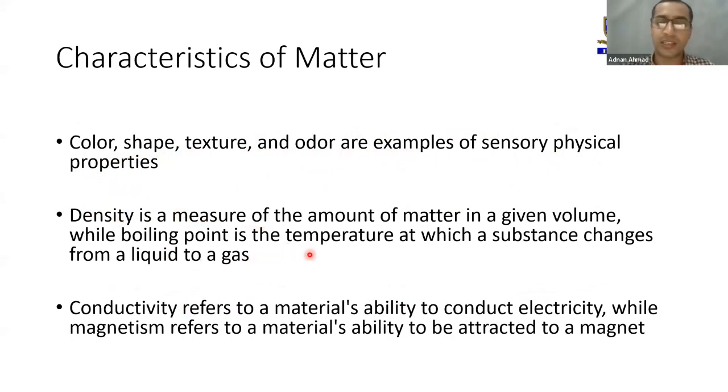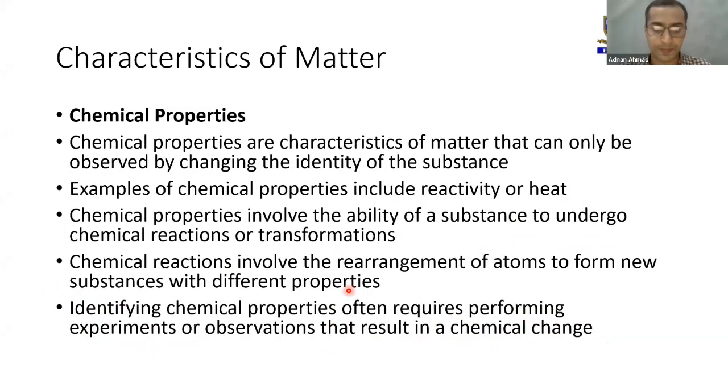Boiling point is the temperature at which a substance changes from a liquid to a gas. And what is conductivity? Conductivity refers to a material's ability to conduct electricity, while magnetism refers to a material's ability to be attracted to a magnet. Okay, so these are some of the characteristics. We have physical properties, and we have chemical properties of matter.